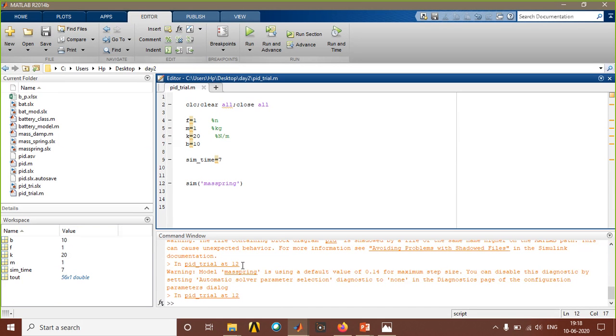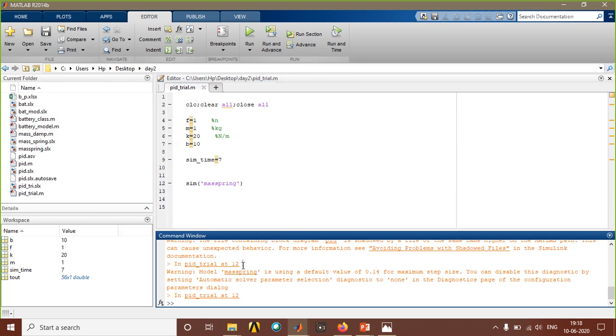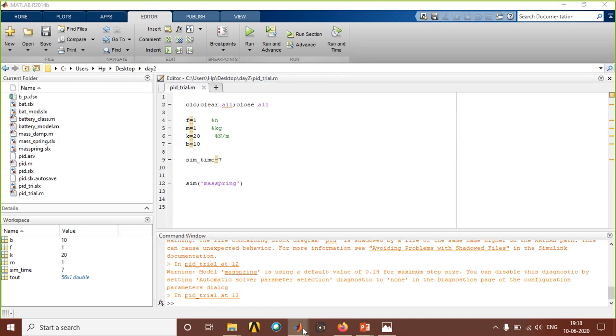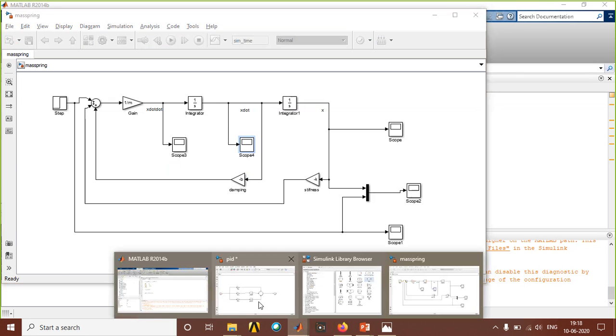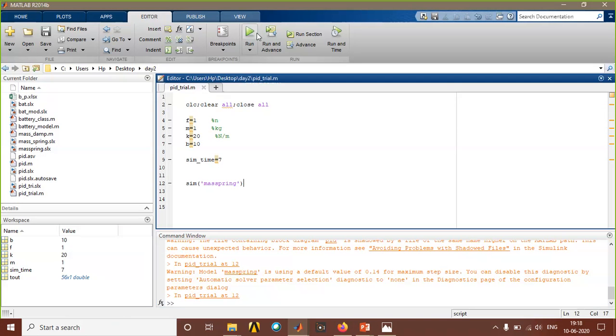Superb. These are simple warnings you will get while trying to run your Simulink model in a script. No errors. Fine. So now go to mass spring. Now I'm going to show you some of the graphs. I'm going to show you the acceleration, and the velocity. Save this. Again, I'm going to run this. Each time, run it.